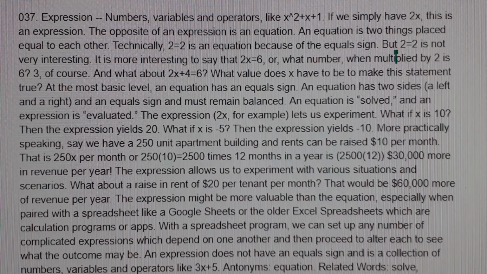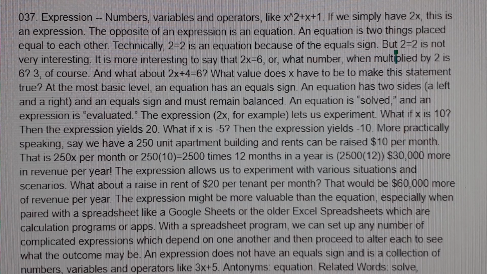Expression. Numbers, variables, and operators like x squared plus x plus 1. If we simply have 2x, this is an expression. The opposite of an expression is an equation. An equation is two things placed equal to each other. Technically, 2 equals 2 is an equation because of the equal sign.